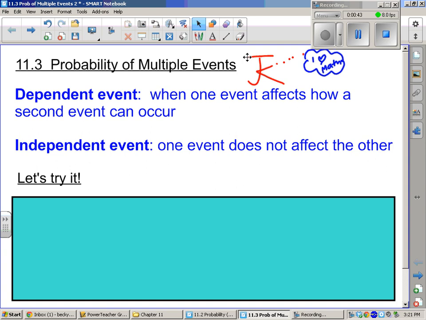For instance, socks out of the drawer. All right. Well, yeah, I want to take the same color socks out of there. So if I take a black one, I don't want to take a blue one. Well, and if you take a black one out, there are less black ones to choose from. True. Yes. So what happens first affects what happens second. Right on. Versus independent event.